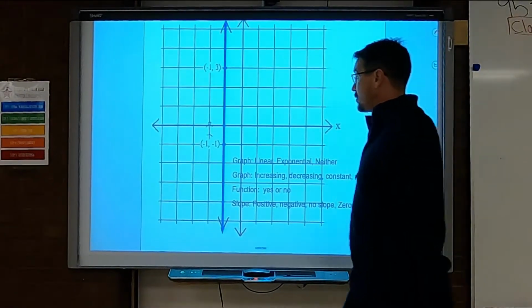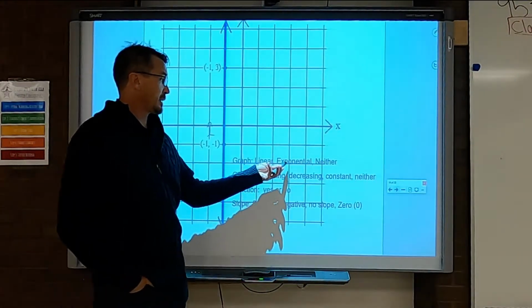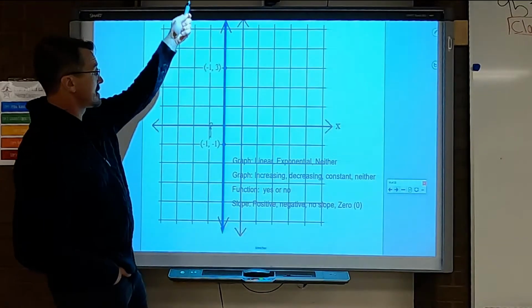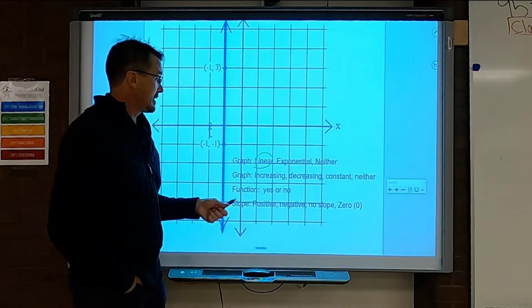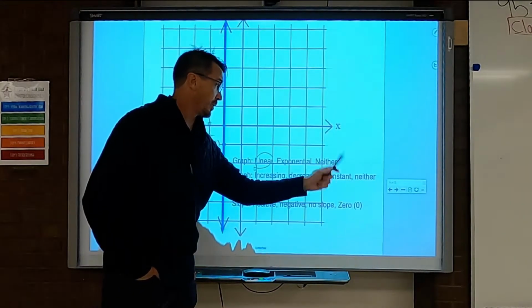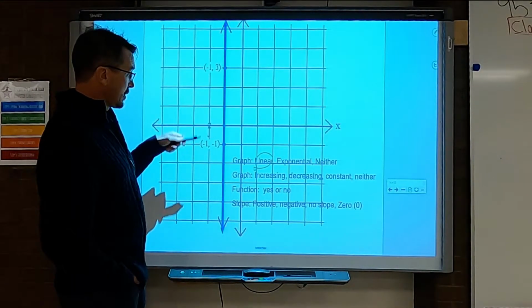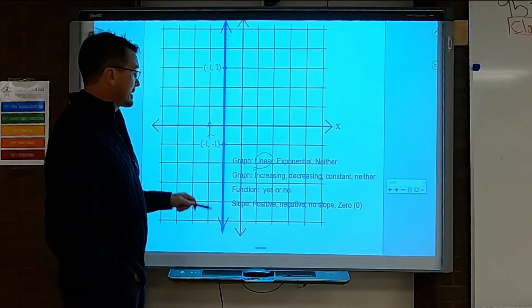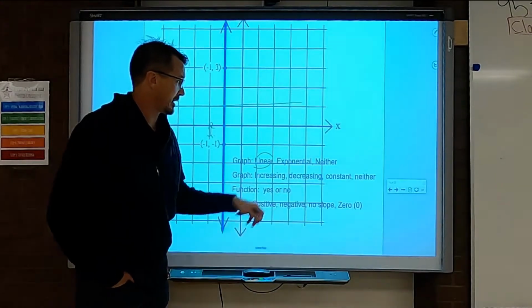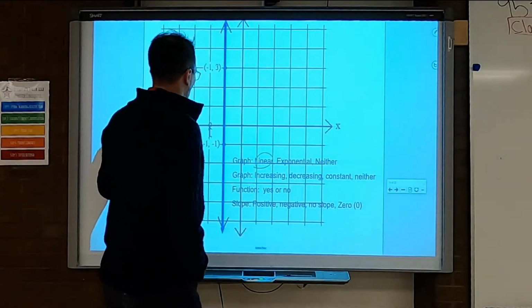All right, I'm assuming you tried it. Is this linear, exponential, or neither? I would say this is linear because it's a straight line. Is this increasing, decreasing, constant, or neither? Well, it's not increasing, it's not decreasing, it's not constant. Constant usually means it goes in a straight line. So this falls under the category of neither.